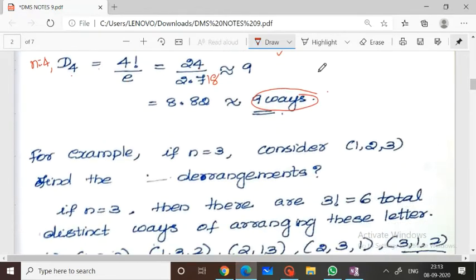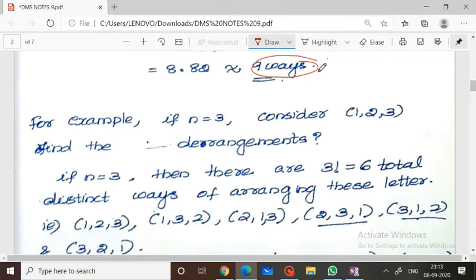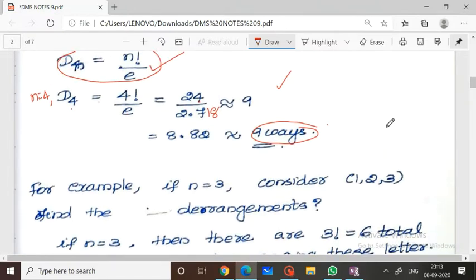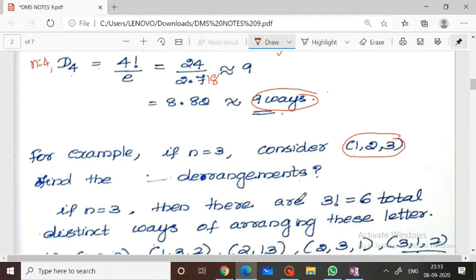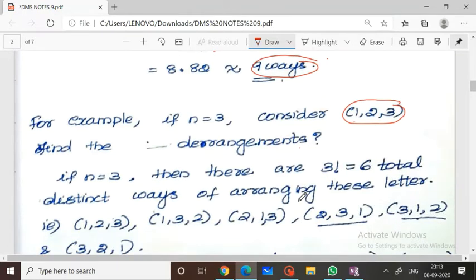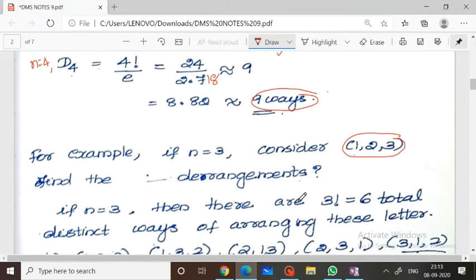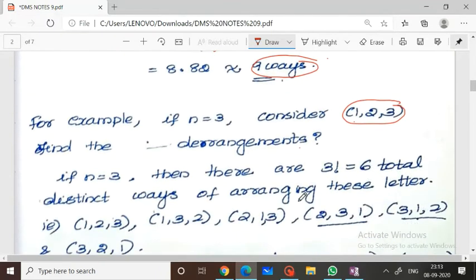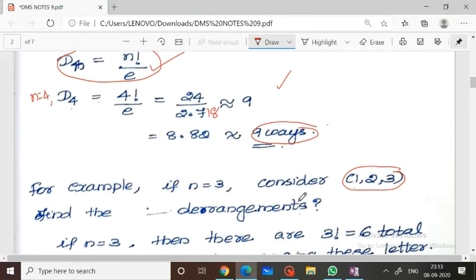Now, for example, suppose I consider 3 elements, 1, 2 and 3. We want to find the derangements of these numbers. If n equal to 3, how will you calculate the values? How many distinct ways are there? How many arrangements are there?